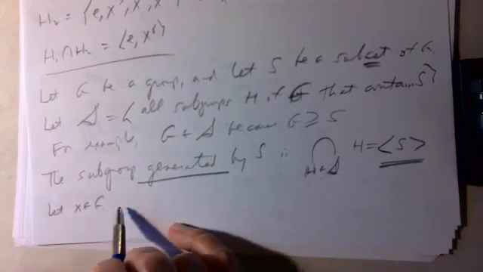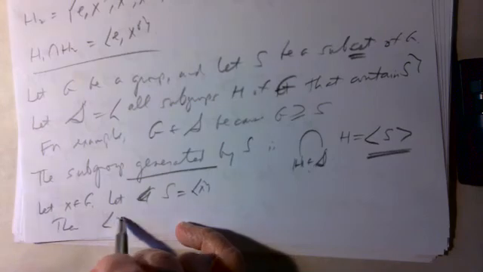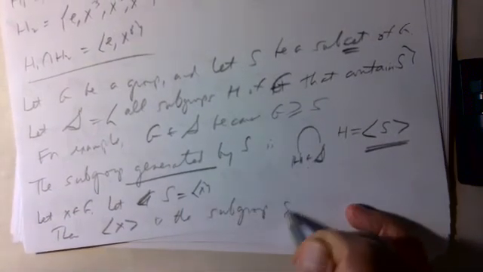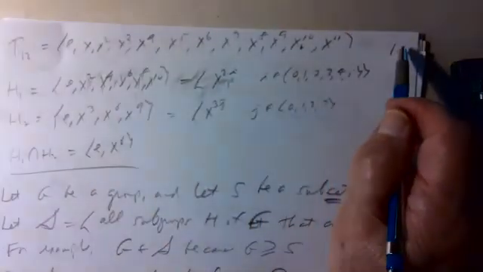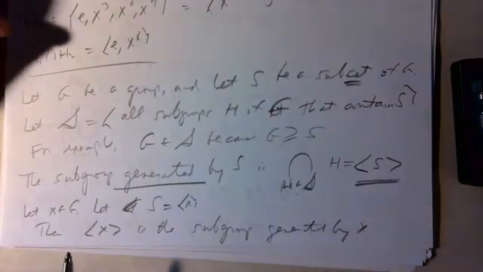And the basic special case is the following, that X be in G. If we take the set S to be just the single element X, then X in brackets is the subgroup generated by X. So let me write down a few examples of this.